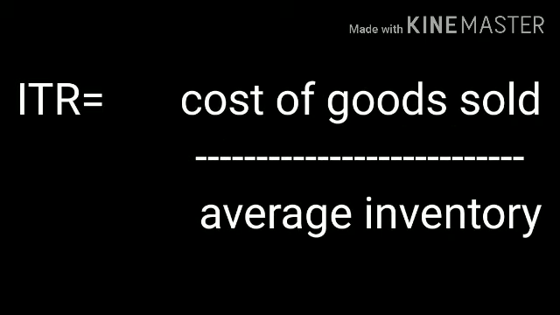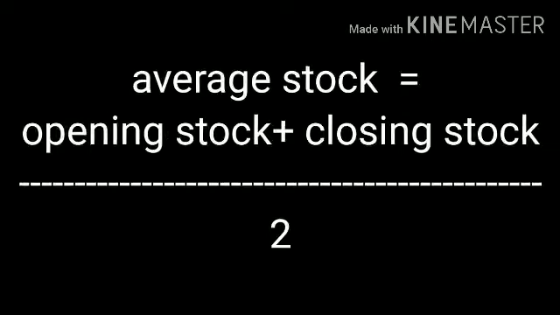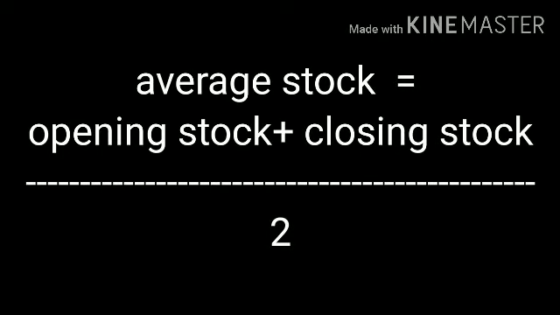And the purpose of inventory turnover ratio is to see whether the required minimum funds have been locked up in inventories. So this ratio evaluates the efficiency of these resources. The formula for calculating inventory turnover ratio is cost of goods sold divided by average inventory. Average inventory is equal to opening stock plus closing stock divided by 2.